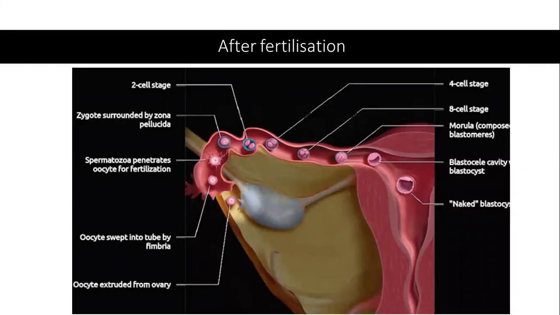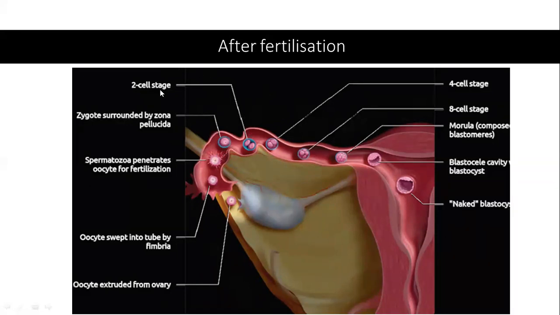After fertilization, the oocyte is swept into the fallopian tube. Fertilization mainly occurs when the oocyte is traveling towards the uterus, so it mainly happens in the fallopian tube. We have our fertilization, which is here. Our sperm penetrates into the oocyte and fertilizes the egg. Then we form our zygote.